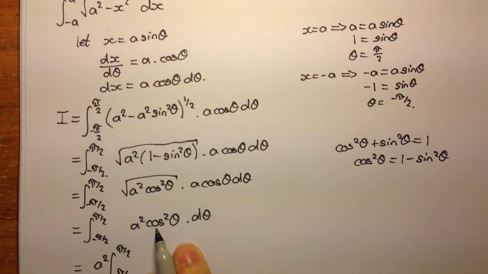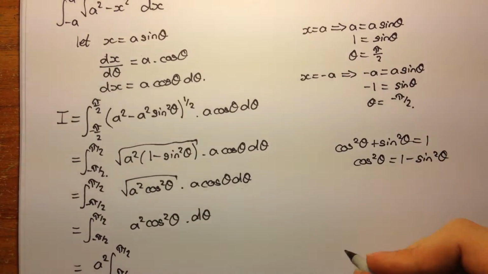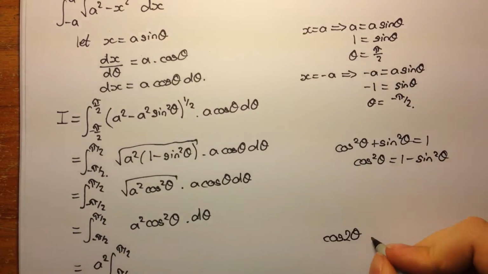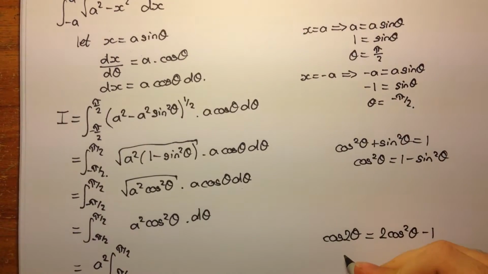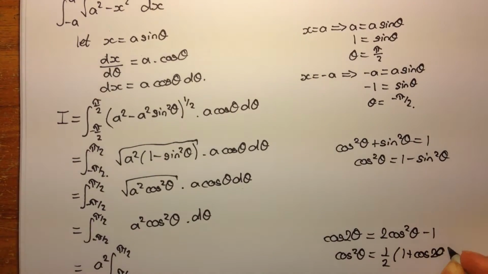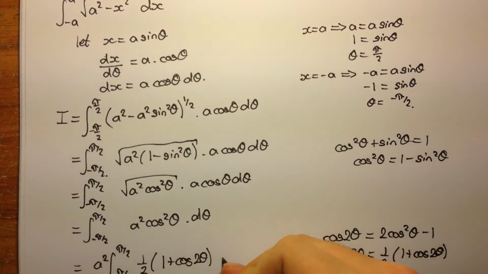and we need to find a nicer way of writing cos squared theta. So if you remember back to your double angle formulas, remember that cos 2 theta is 2 cos squared theta minus 1, and rearranging for cos squared theta, you get a half into 1 plus cos 2 theta. Okay, now we can substitute that in for cos squared theta. So we have a half 1 plus cos 2 theta d theta.